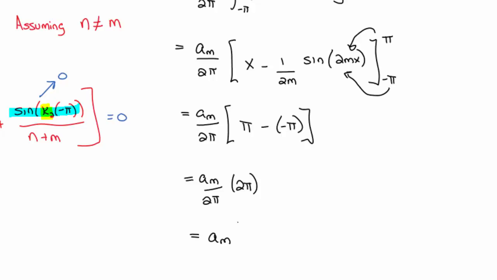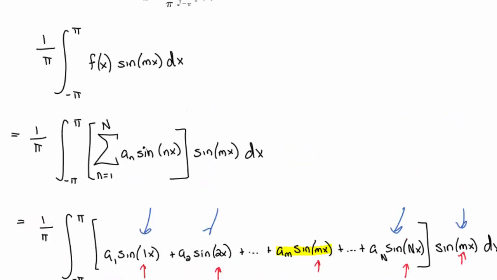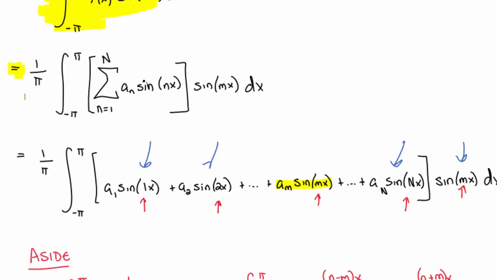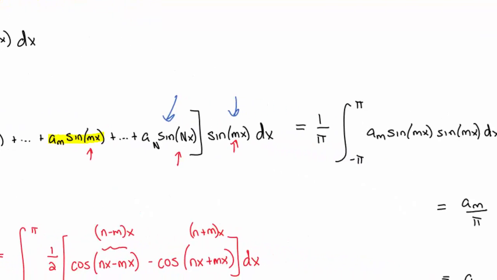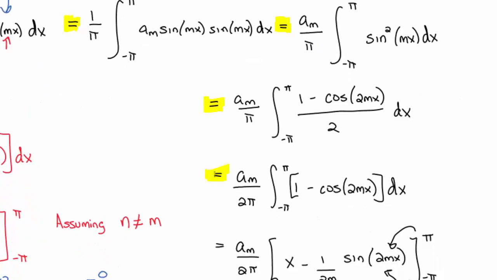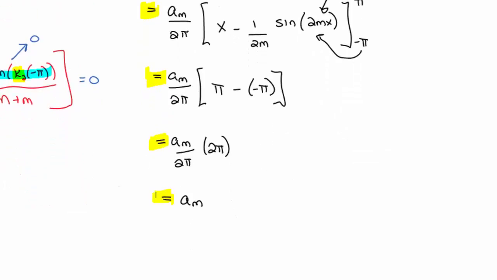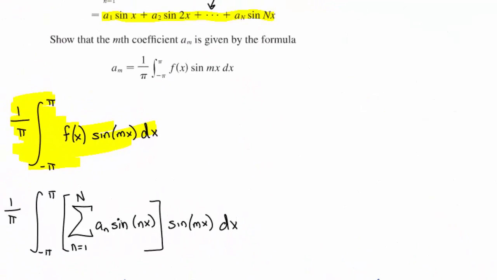So what have we shown? You might be lost at this point, so let me show you through a chain of equalities. We have shown that 1 over pi times the integral from negative pi to pi of f of x sine of mx is equal to this, which is equal to this, and this, and this, and this, all the way down to this. That is, that 1 over pi integral from negative pi to pi of f of x sine of mx dx is equal to a sub m.